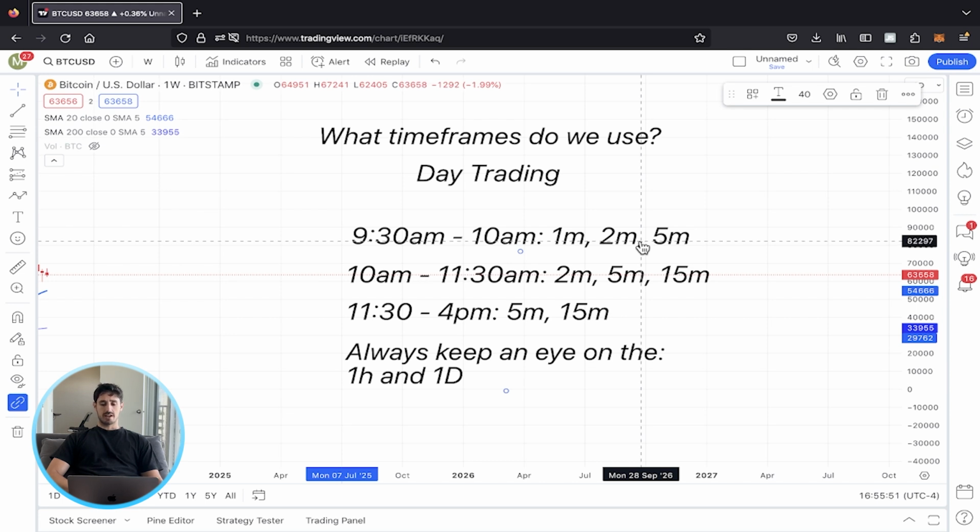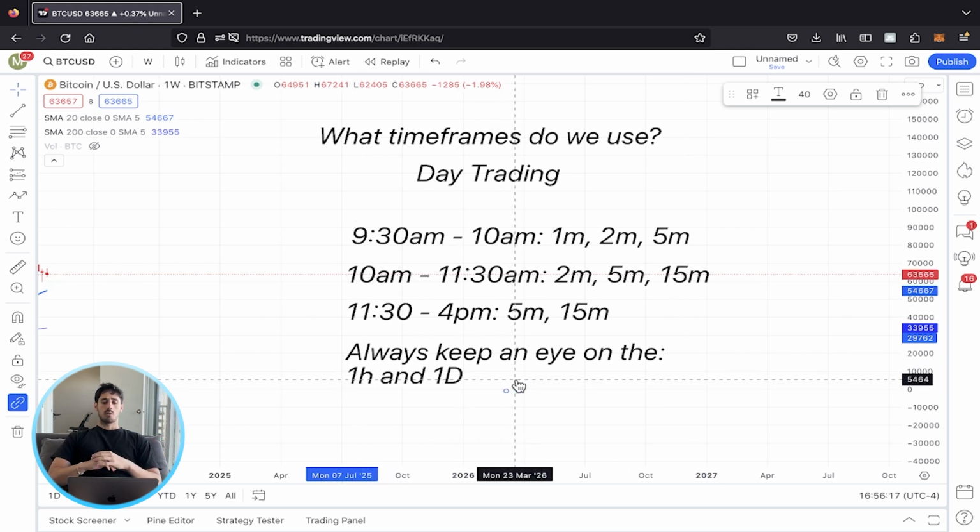And another example is, let's say it's 11 a.m. You found a trade off of the 5-minute chart, right? You always want to look at one time frame below. So take a look at the 2-minute, and then also take a look at the 15-minute chart, okay, and see if you have that alignment. And while you're doing that as well, you should simultaneously keep an eye on the hourly or daily chart.